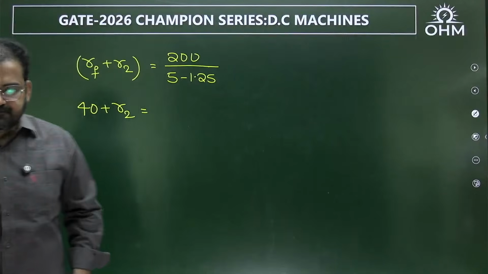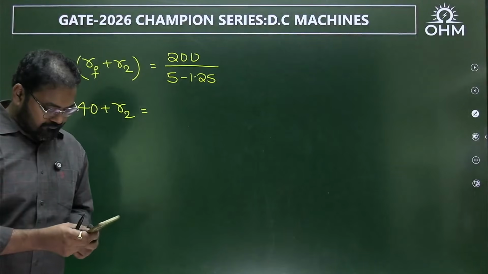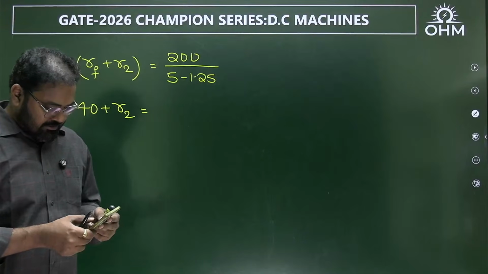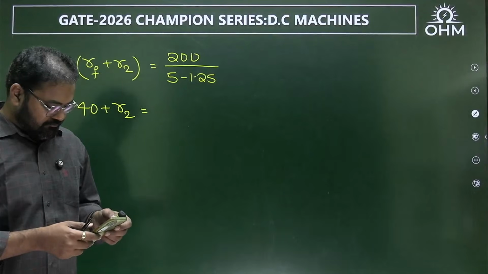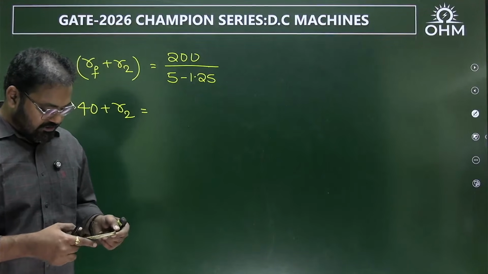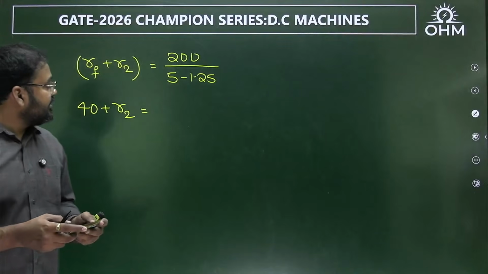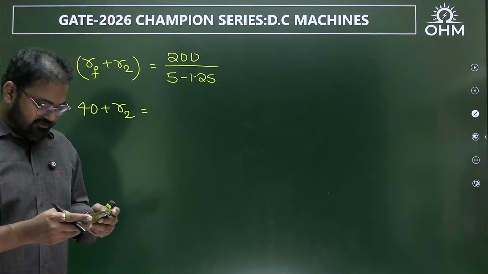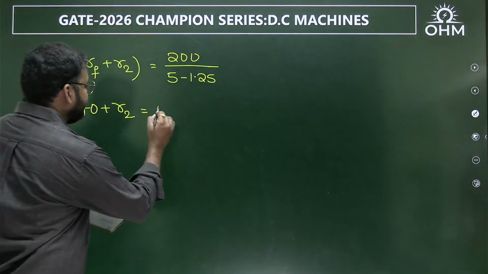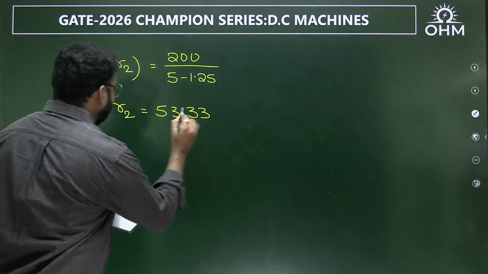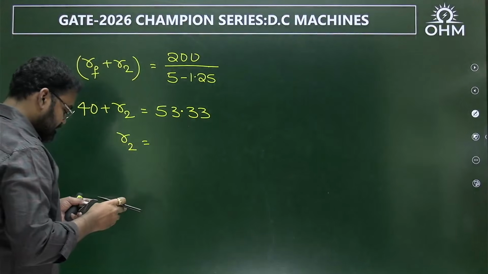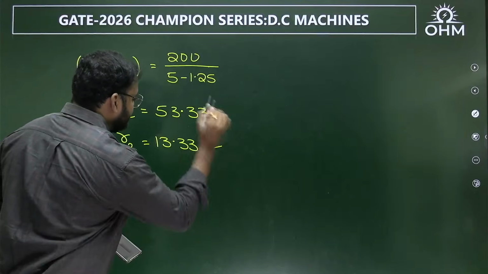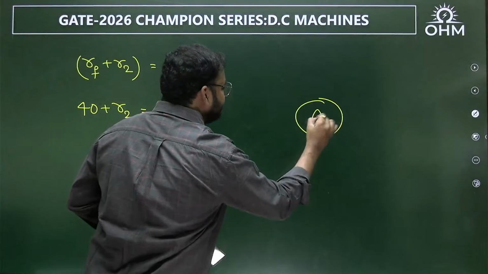Let me use the calculator. 200 by 3.75. 100 by 3.75. I'm getting 53.33 here. That means R2 value is equal to 53.33 minus 40, which is 13.33 ohm. Okay, so remember, now this is the diagram.